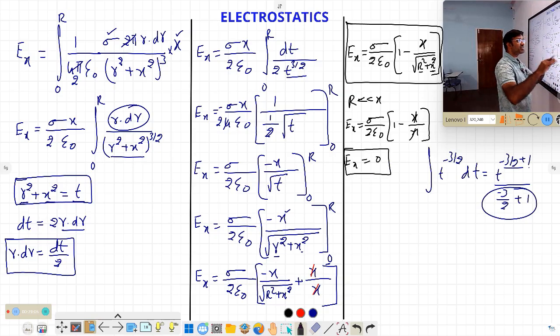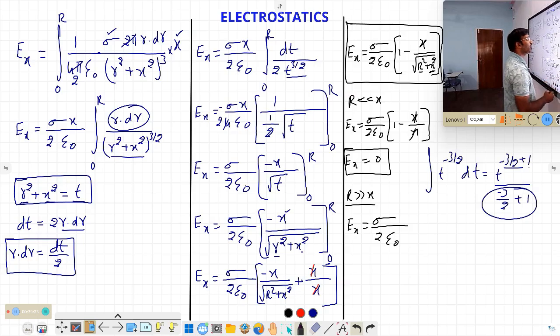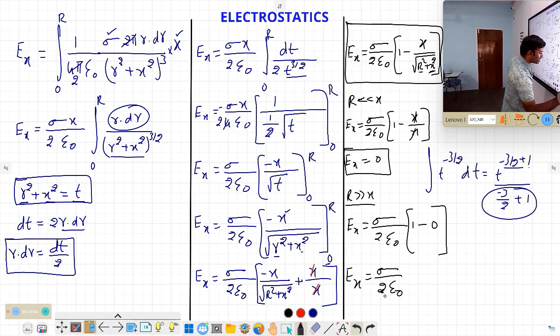Suppose the radius of the disk is very big, that is, r is greater than x compared to the distance of the point. In that case, the effective radius is more than the x value, so put the x value as 0. Then Ex equals sigma by 2 epsilon naught into 1 minus 0, so 1 into 0. That is nothing but Ex equal to sigma by 2 epsilon naught. The second term anyway becomes 0.